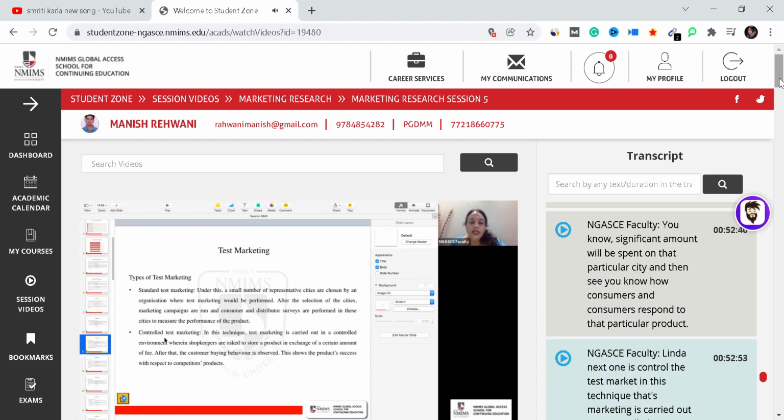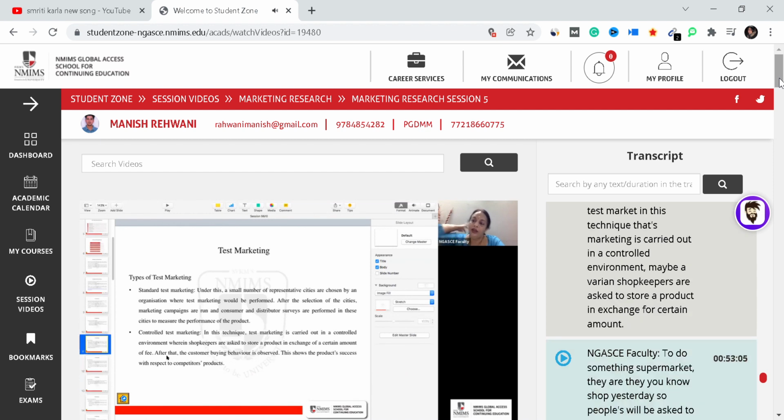Then the next one is controlled test marketing. In this technique, test marketing is carried out in a controlled environment, wherein shopkeepers are asked to store a product in exchange for a certain amount of fee. So in supermarkets, certain storekeepers will be asked to keep the product. So for this, you don't need a particular city. You can do this all over India also, right?